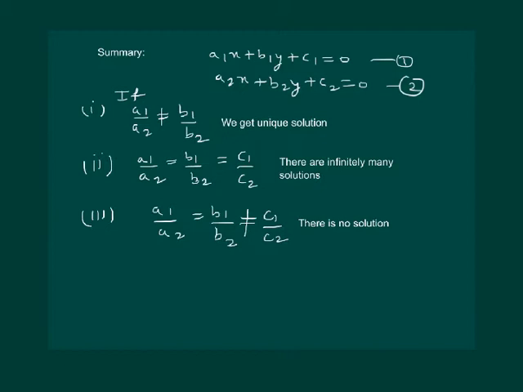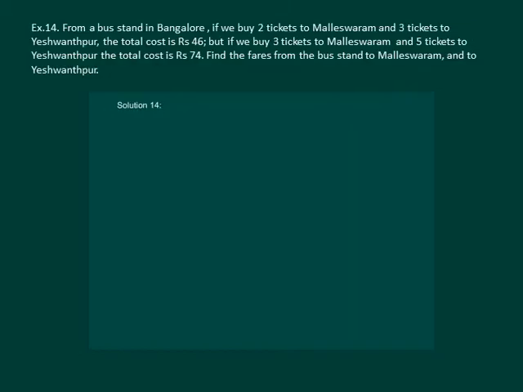We shall now solve some examples using cross multiplication method and understand properly. Let us read the question. From a bus stand in Bangalore, if we buy 2 tickets to Malleshwaram and 3 tickets to Yeshwanthpur, the total cost is 46 rupees. But if we buy 3 tickets to Malleshwaram and 5 tickets to Yeshwanthpur, the total cost is rupees 74. Find the fare from bus stand to Malleshwaram and to Yeshwanthpur.